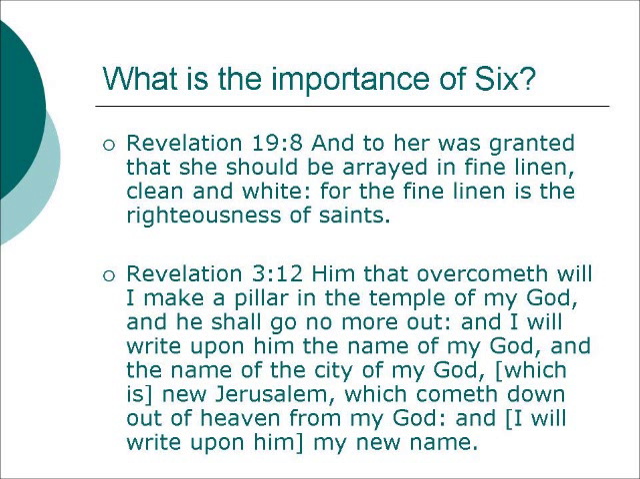Revelation 3:12. Him that overcometh will I make a pillar in the temple of my God, and he shall go out no more. And I will write upon him the name of my God and the name of the city of my God, which is New Jerusalem, which cometh down out of heaven from my God. And I will write upon him my new name. So those that overcome, they will be the strong pillars, upholding the righteousness of God, showing them to be themselves in the temple of God.